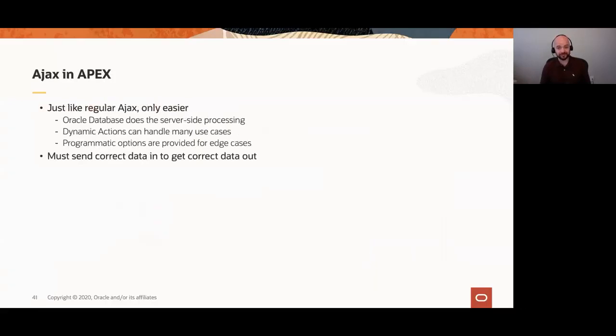Now, Ajax in Apex is cool because it's a lot easier than it is typically in other frameworks or environments. And the reason for that is, for one, Oracle database does all the server-side processing. So once you know SQL and PL/SQL, you don't have to learn some new language for the mid-tier like Java or JavaScript. You can just do it all with the language you already know. And of course, dynamic actions have lots of declarative options for Ajax, but there are more programmatic options that are available if and when those are needed. The key to getting Ajax to work with Apex is sending in the correct data so that you get the correct response out.